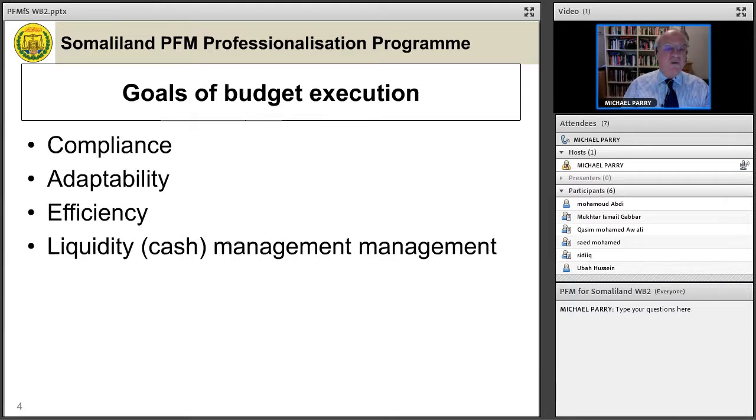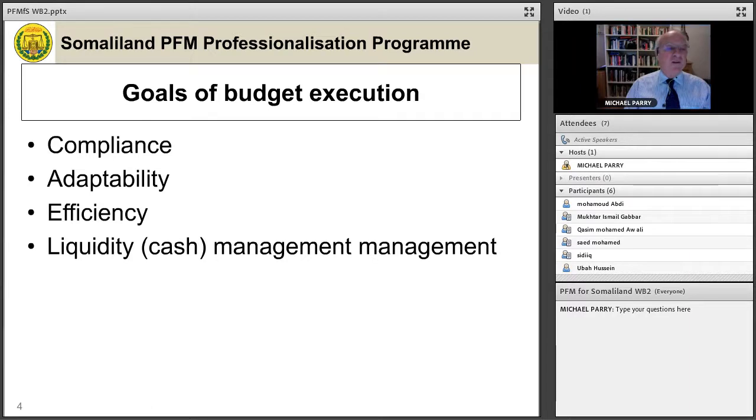That's the sequence. The goals of budget execution can be summarized under 4 headings. Compliance. The objective is to make sure that when funds are spent by government organisations, they are done so in compliance with the laws and regulations of Somaliland. Secondly, adaptability. Because situations change, the needs change, the system must also be able to adapt to changing circumstances and emergencies that arise.